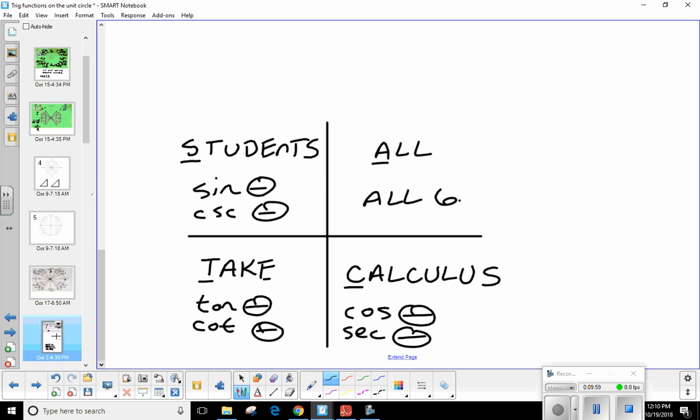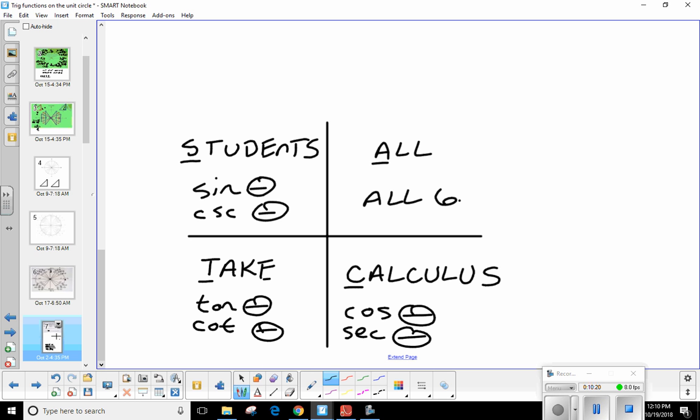They're reciprocals, and it makes sense, right? Because let's say you have a number, let's say a positive 5, and I take the reciprocal. Well, what's the reciprocal of 5? 1/5. Its reciprocal is still positive, right? So wherever sine is positive, cosecant is going to be positive as well. Same thing for tangent, cotangent, cosine, and secant.